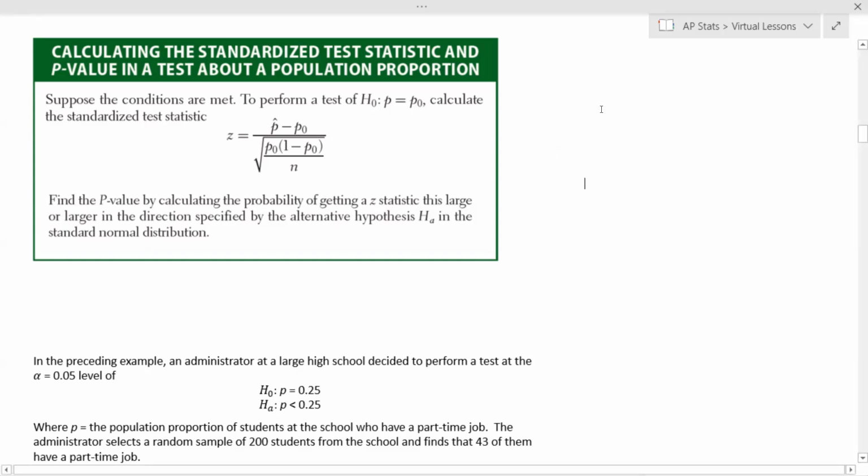So basically, we just suppose the conditions are met. We don't just assume it. It's either stated in the problem that those conditions are met, or we previously had to check them to perform the test of null equals p to calculate the standardized test statistic. So basically getting the z-score.